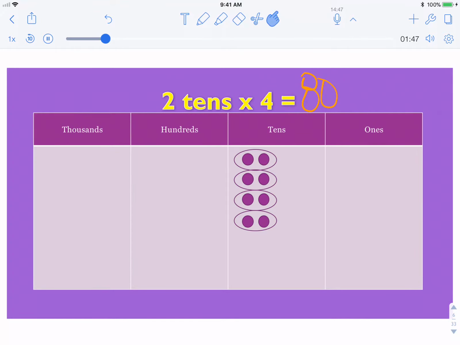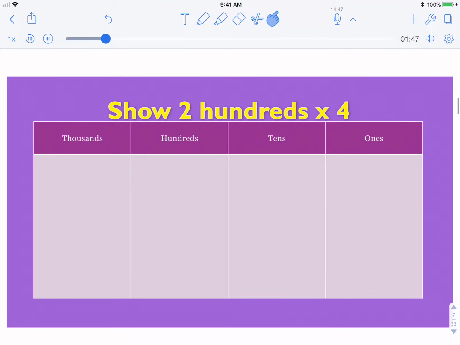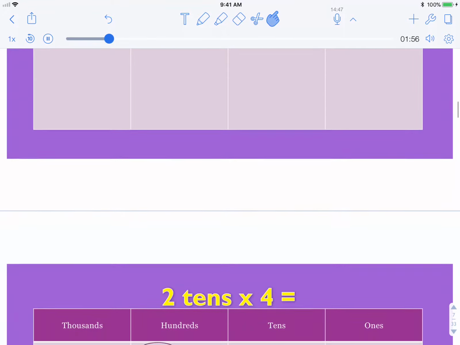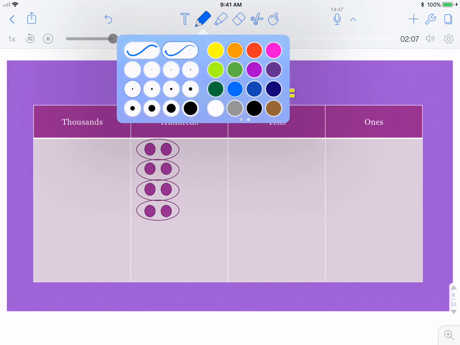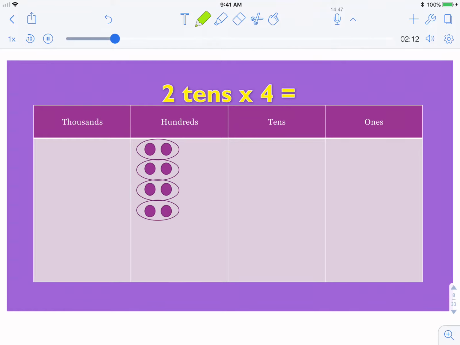Show me 2 hundreds times 4. That should actually say hundreds there. So 2 hundreds times 4 equals, well, I have 1, 2, 3, 4, 5, 6, 7, 8 hundreds. So 2 hundreds times 4 is 8 hundreds.